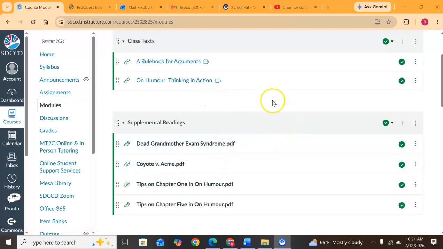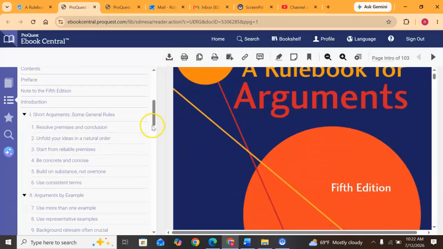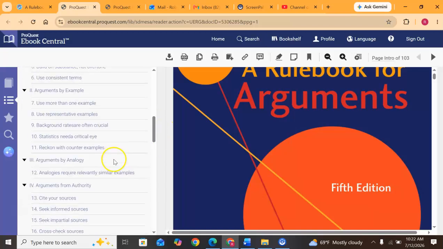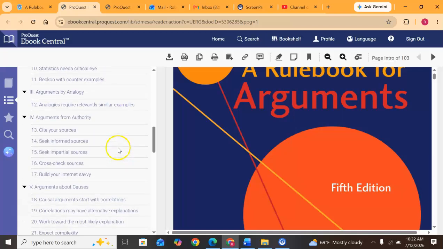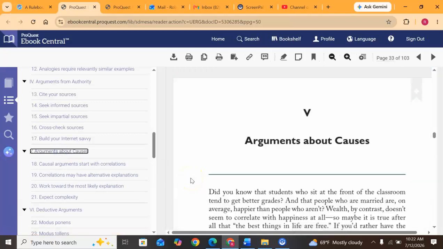You have one more reading, and I didn't want to introduce it in our first screencast because you had a draft to get finished. But it's in Weston's A Rulebook for Arguments. And let's go there. Bop on down to arguments about causes. And it's not a very long chapter. Take your time reading it.